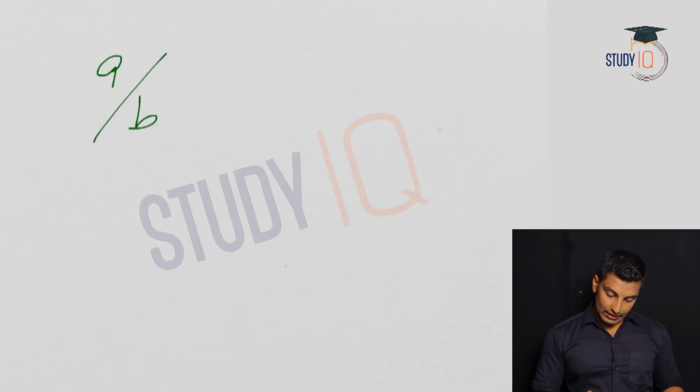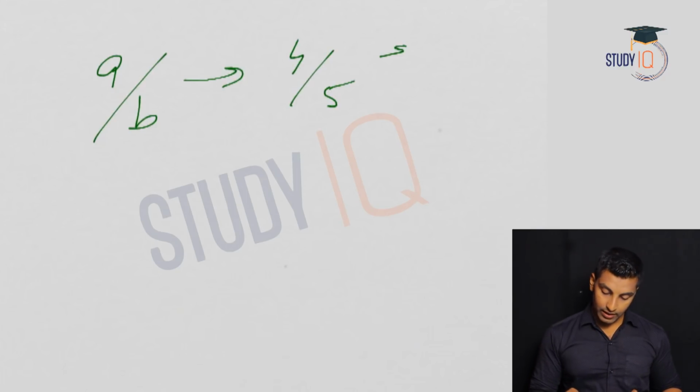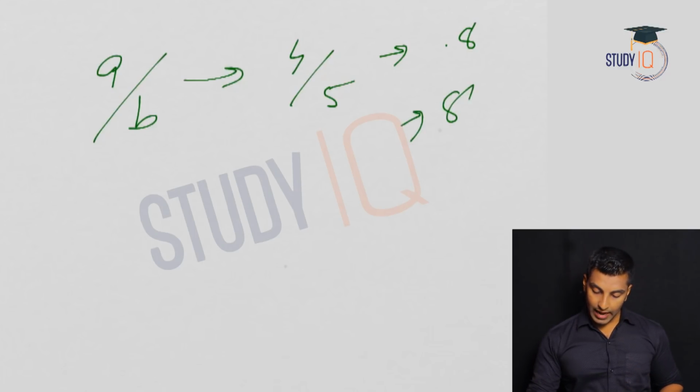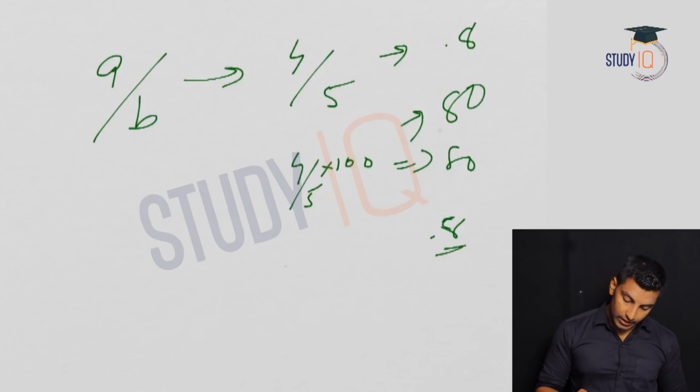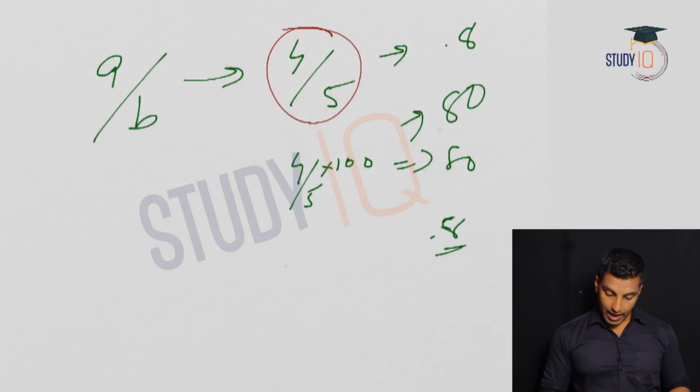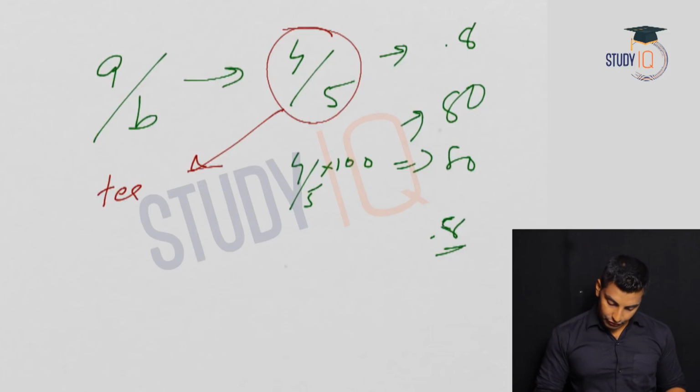For example, it can be 4 by 5 like we have seen, and the decimal expansion means 0.8 and the percentage equivalent means 80. How do you convert this to a percentage? 4 by 5 into 100, so you get 80. How do you make it a decimal? Shift 2 places to the left, so it becomes 0.8. That's what we have seen. Now see the numbers involved in this ratio, 4 and 5. These are called the terms of the ratio.